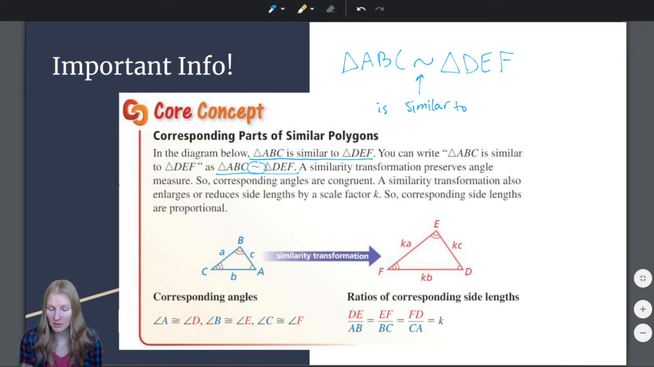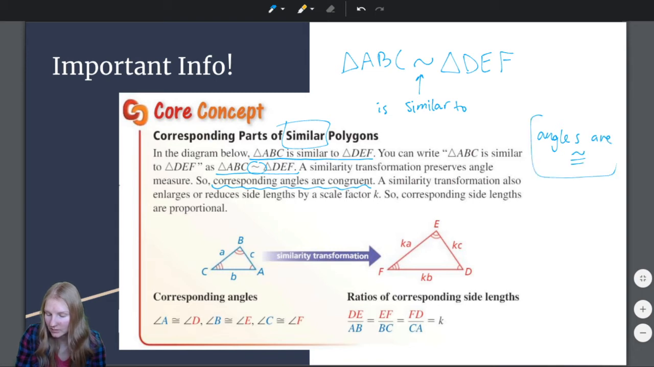All right, another important thing to take away is that a similarity transformation preserves angle measure. When I dilate a figure, I don't change the angles. The angles stay the same. So, corresponding angles are congruent in similar polygons. Angles are congruent. That's important. I would write that down.